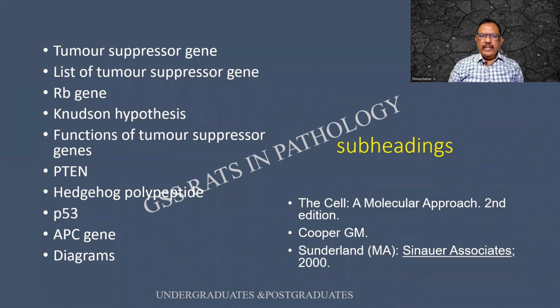The subheadings for today shall be all this. What is the tumor suppressor gene? What is the list of these particular genes: RB, P10, P53, Hedgehog, etc.? What is Knudson's hypothesis? What is an APC gene? The diagrams. And this one happened to be the major reference, or the backbone, of my presentation. I would be very happy if you go to this reference and read it thoroughly.